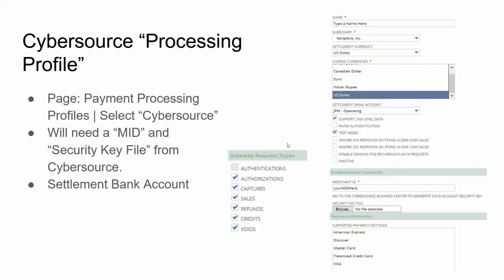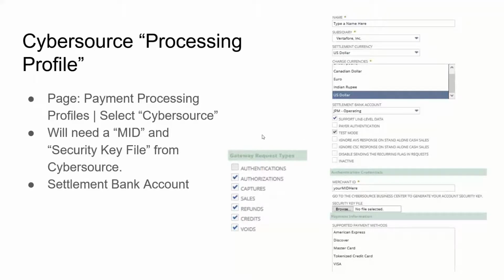And then, you probably check everything too, but basically what kind of transactions will you allow to go through this particular processing profile? Do you only want authorizations and sales, or do you also want to allow credits and refunds to go through? All right, so hopefully that's not too much there, but that's basically setting up a credit card payment processing profile.